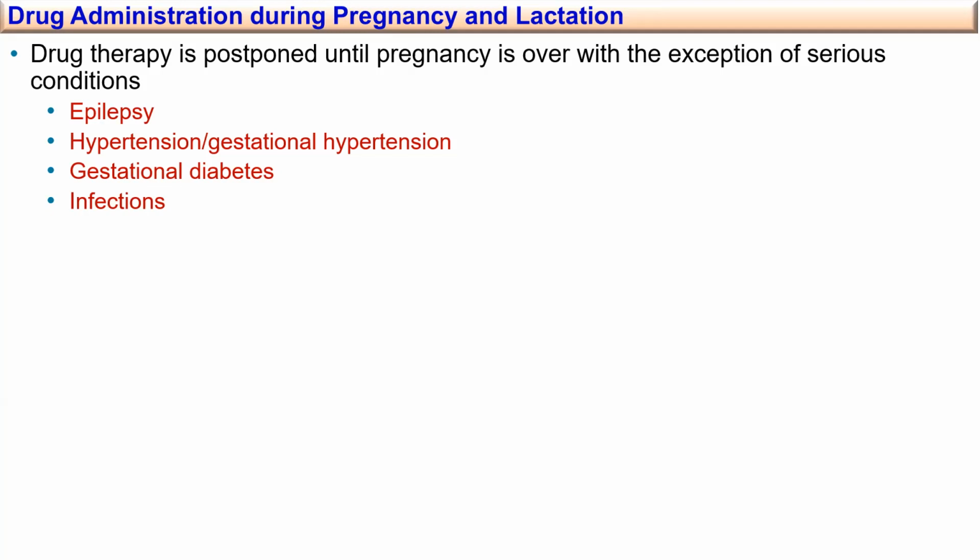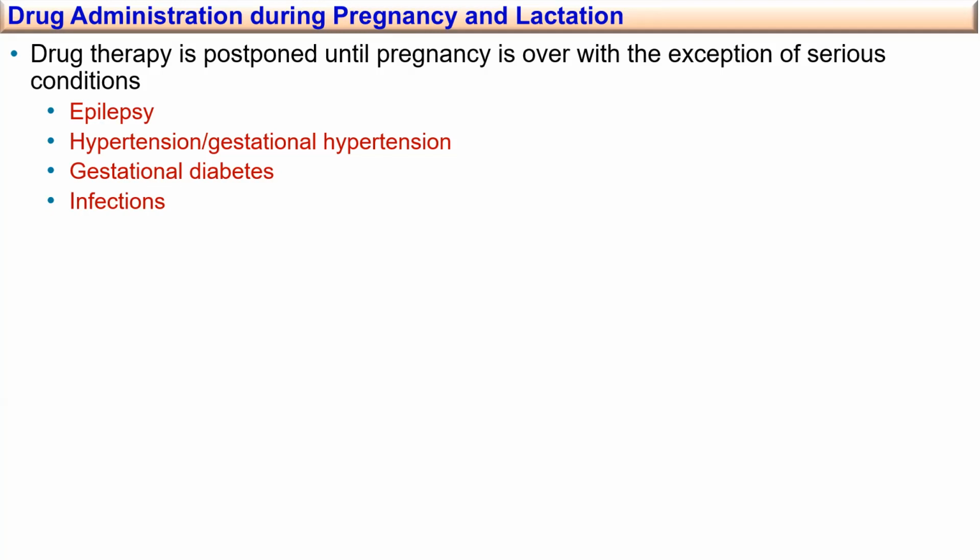So we have to see if the benefit will outweigh the risk for the mother and the baby as well. We have to take into consideration the mother's health as well as the baby's health. So we have conditions in which we cannot stop the medication. These are the exceptions of serious conditions like epilepsy, hypertension, diabetes.